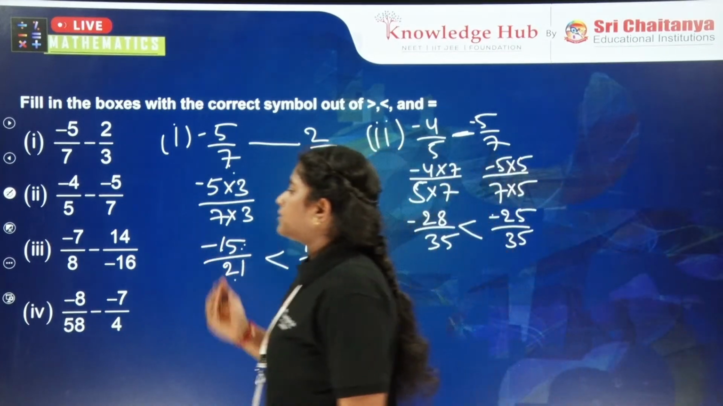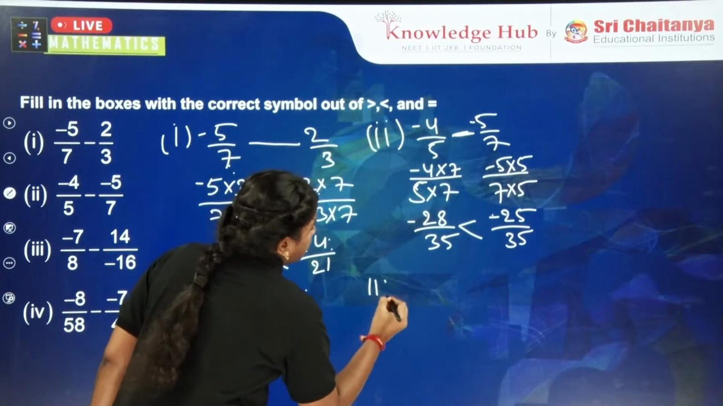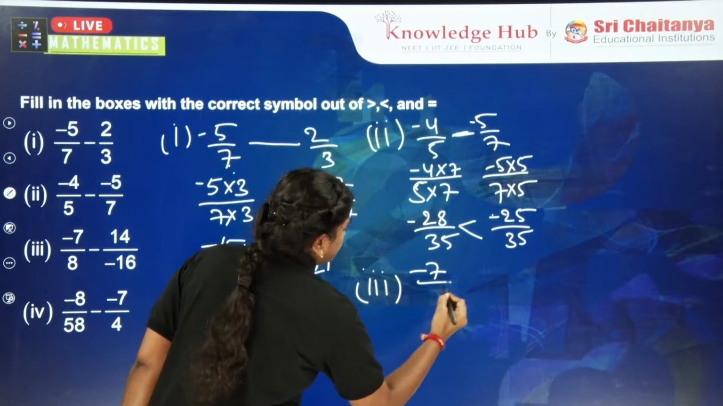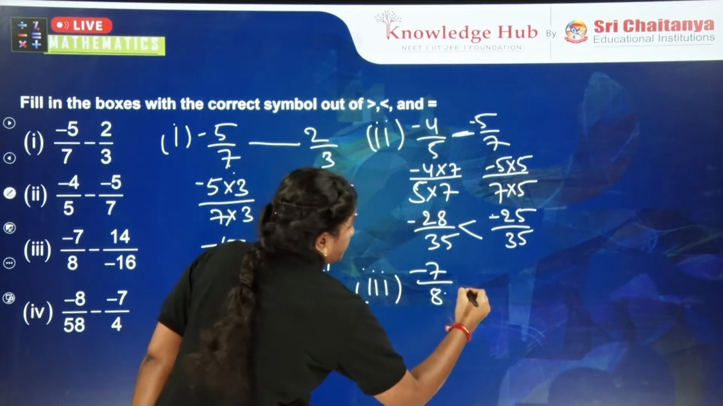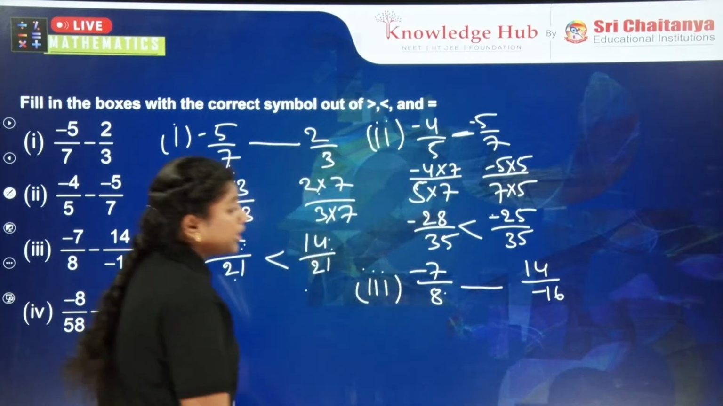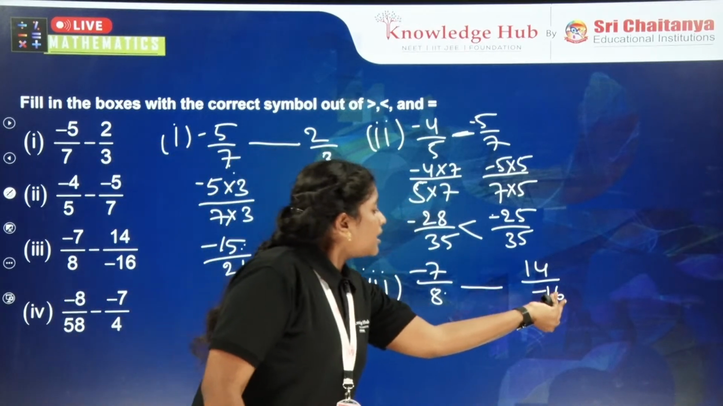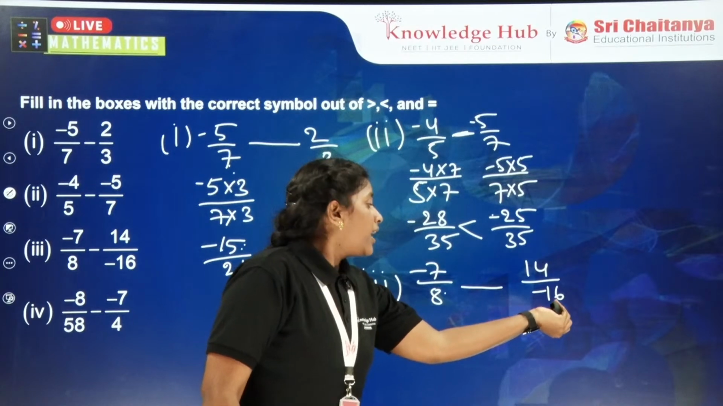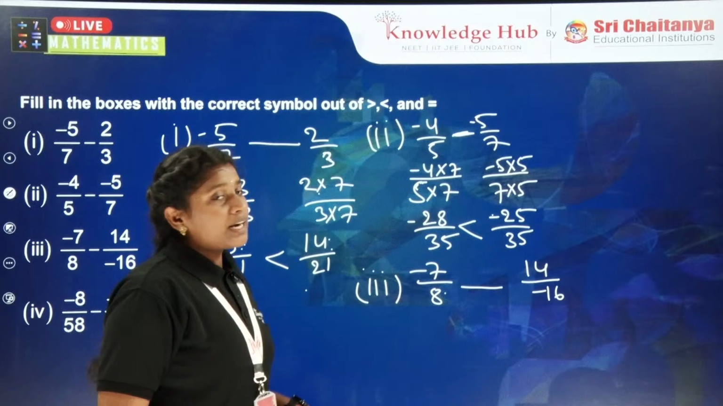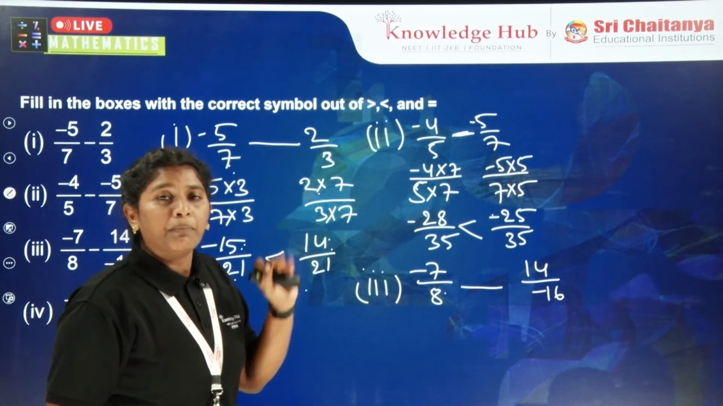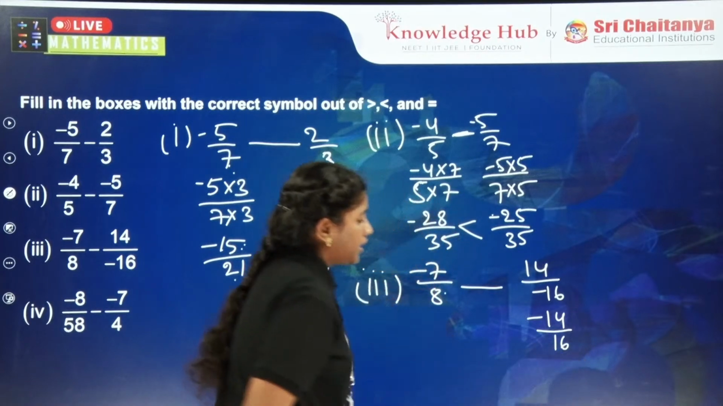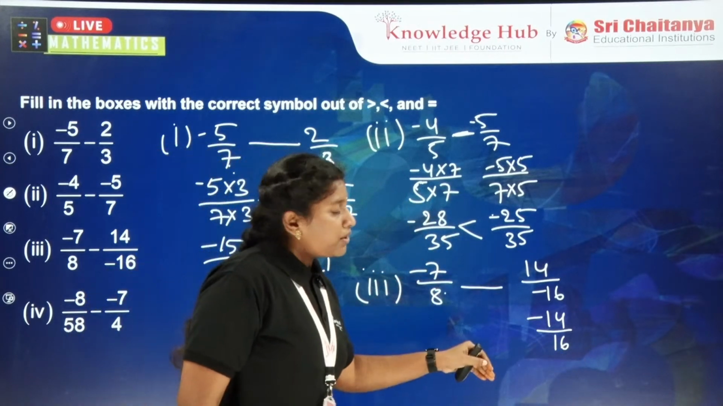Okay. Now let's solve the third one. It is given as minus 7 by 8. Fill in the blank with 14 by minus 16. If you observe the second one, we have a negative sign in the denominator. So in order to eliminate it, we can multiply our numerator and denominator with minus 1. So it will become minus 14 by 16.